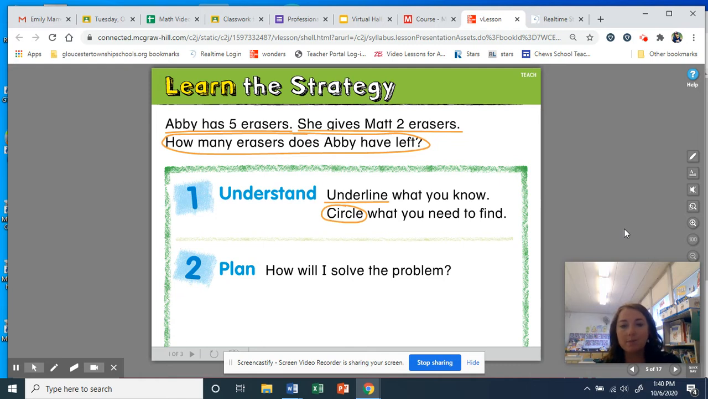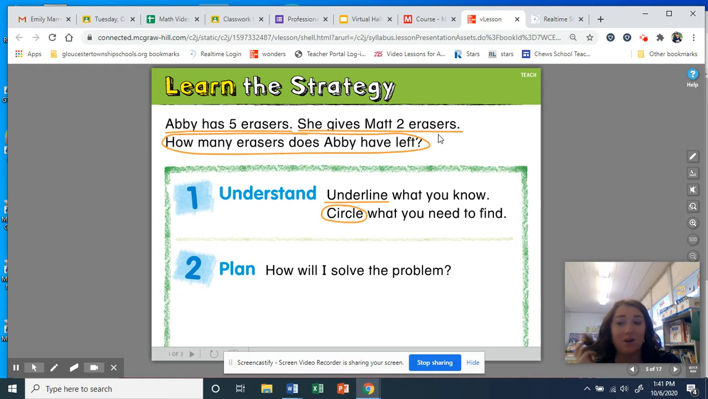Now, when we're doing problem solving, the first thing we need to do is we underline everything that we know. So you can take your pencil and go over this. We know Abby has 5 erasers. We also know that Matt has 2 erasers. Then what we're going to do is we're going to circle what we need to find out.